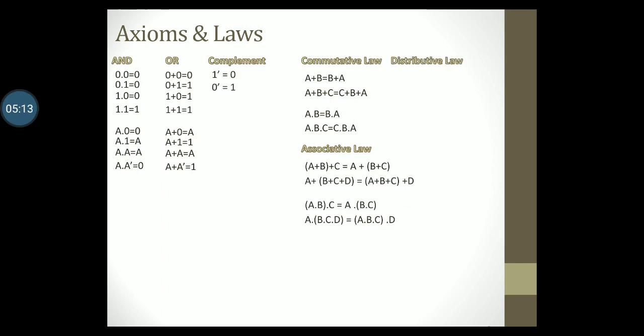Another set of laws that you're familiar with and which can be applied to Boolean algebra is the distributive law. The first distributive law states that A into B plus C can be written as AB plus AC. The second distributive law you will use extensively while solving problems is A plus BC, which can be written as A plus B into A plus C. On the same lines, the third distributive law states that A plus A dash B is equal to A plus B.